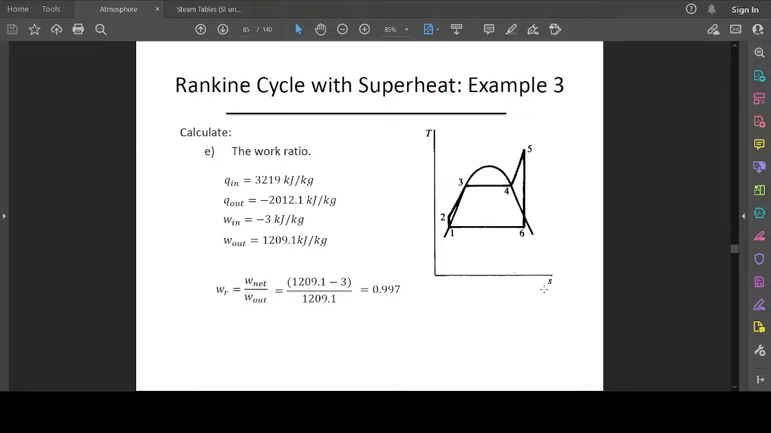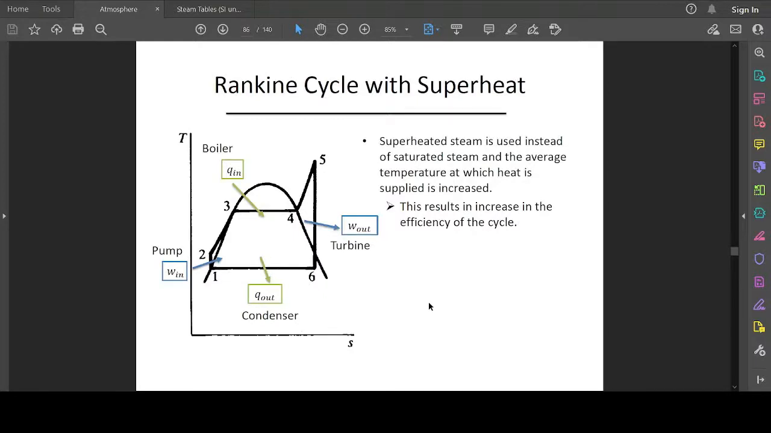Okay. So what about the work ratio? The work ratio is given as the net work divided by the work output of the steam. Okay. So the net work, as we know, is the work done by the steam subtracted by the work done by the pump, divided by the work done by the steam, and that gives us a work ratio of 99.7%.